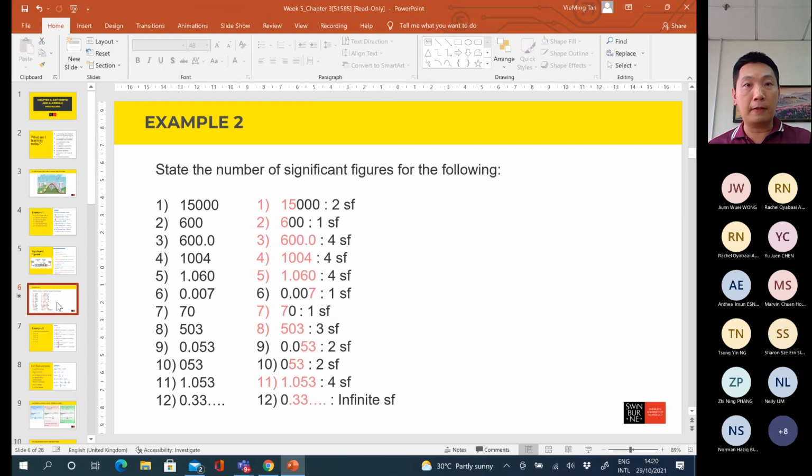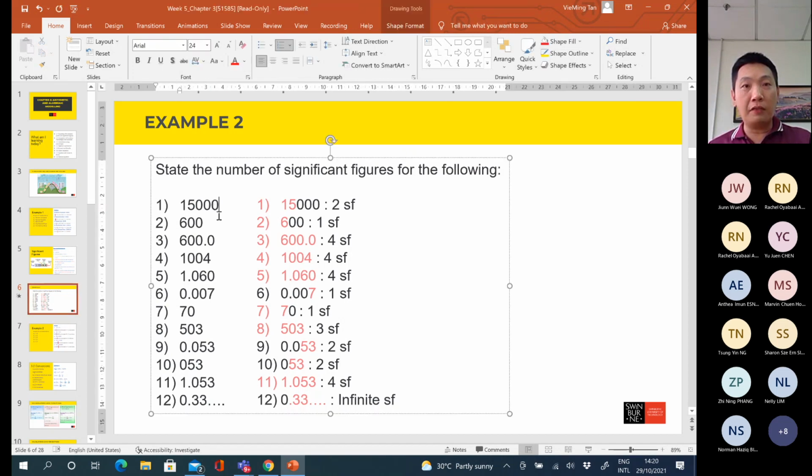Let us try. The first question, 15,000. After the 0s, there is no decimal point. So that means we only count 1 and 5 as significant figures. So the answer is 2. Next, 600. After the 0s, no decimal point. So we should only include 6, because 6 is a non-zero number. The 0s should be excluded from the SF calculation. So for this figure, the number of significant figures will be 1.